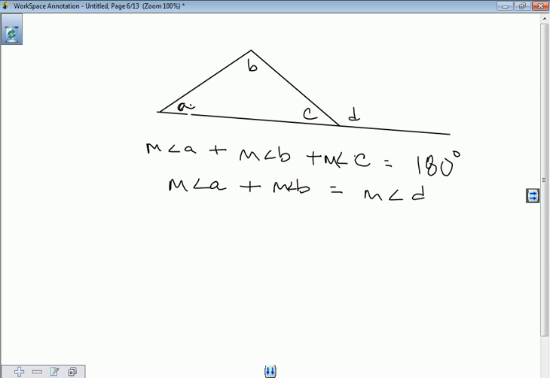Triangles. Yes, lots and lots of triangles. Okay, so the first concept we looked at with triangles is that the sum of the measures of the angles, A plus B plus C, always equals 180 degrees. And then the second thing we looked at with triangles is that the sum of the two remote interior angles is equal to the exterior angle. So the sum of A plus B equals the measure of D.